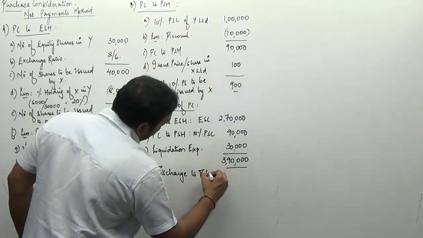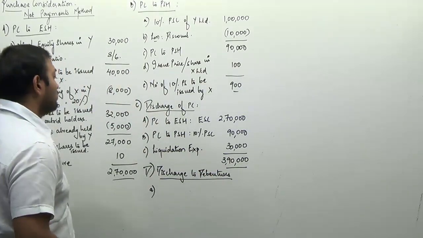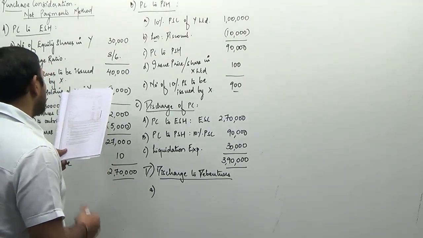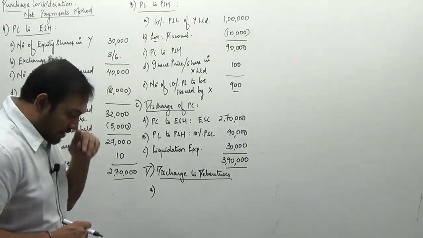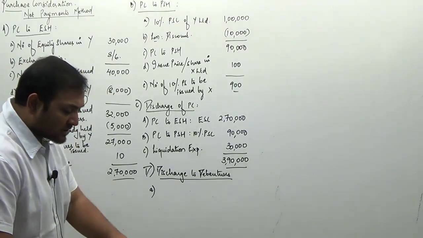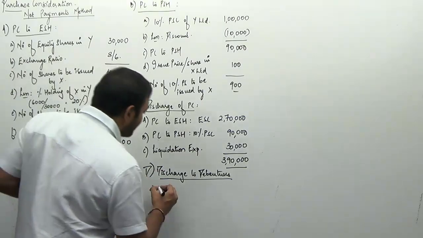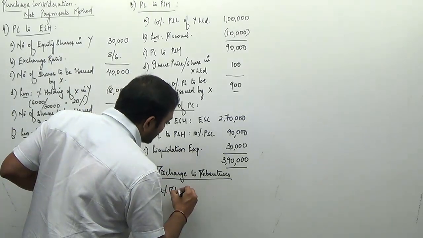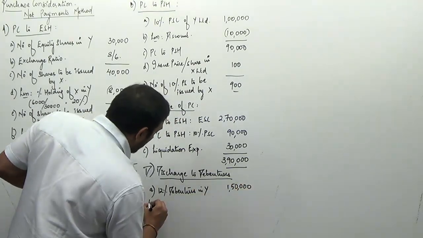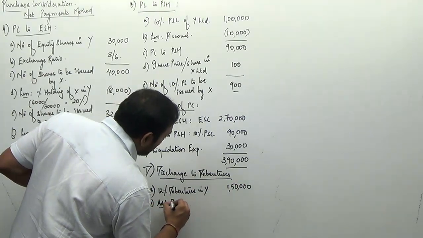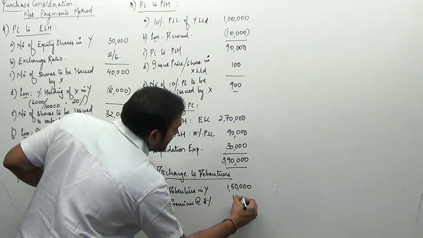Discharge to debentures. 12% debentures of Y Limited will be paid off at 8% premium by issue of 12% debentures in X at a discount of 10%. Check how much is 12% debentures in Y. 12% debentures in Y is 1,50,000. This 1,50,000 is being repaid at a premium of 8%. Add premium at the rate of 8%, 12,000.